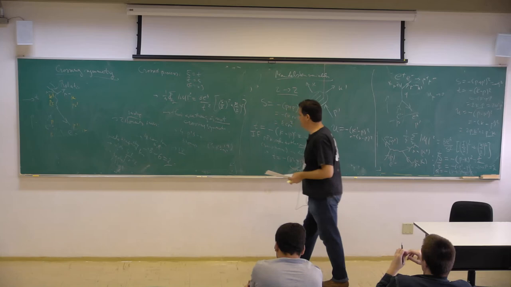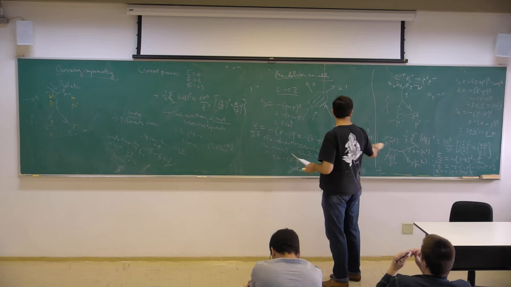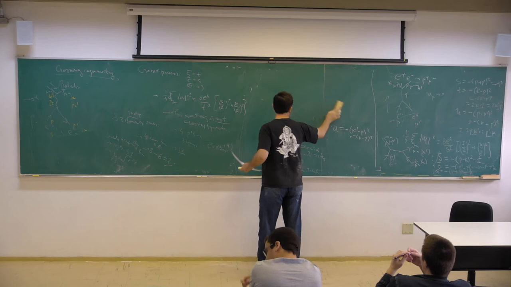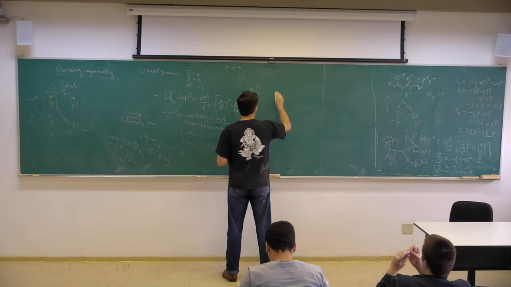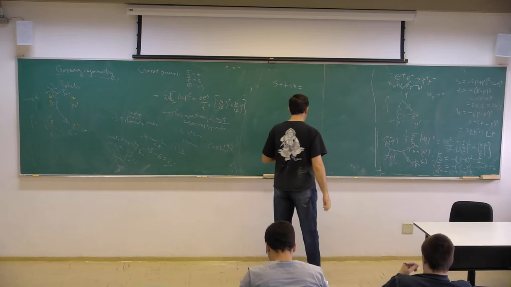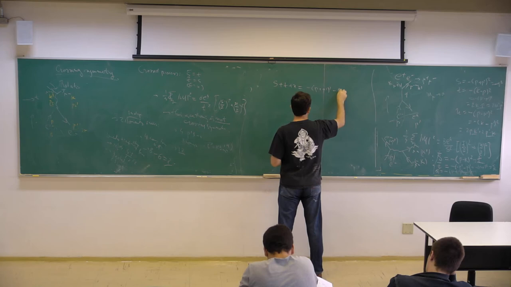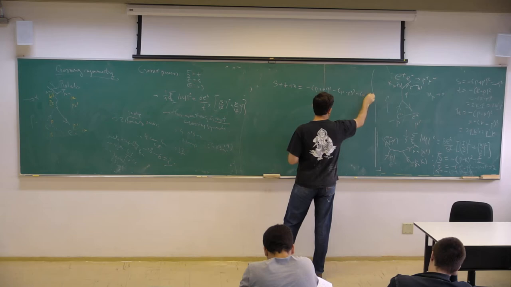Yeah. Right, so S and T and U are not independent. And let's write then the relation between them. So, in fact, S plus T plus U is a constant. And let's write this. So this is p plus p prime squared, then k minus p squared, and k minus p prime squared, or k prime.